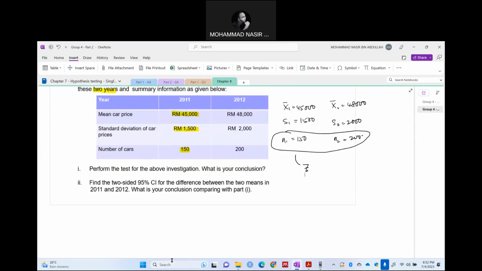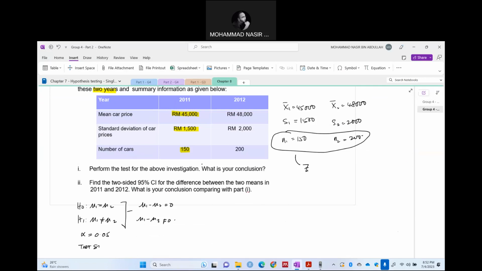We want to know whether the mean price has changed in 2012 or not. So the null hypothesis: mu1 equal to mu2. Alternative hypothesis: mu1 is not equal to mu2. So this is also mu1 minus mu2 equal to 0, versus mu1 minus mu2 not equal to 0. And alpha equals 0.05.